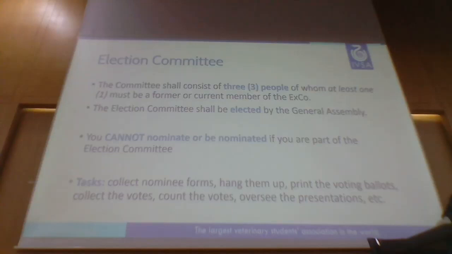Are there any other nominations for the election committee? Taylor, IVSA staff, I nominate Daniel Blum, IVSA EXCO, for the election committee. Daniel, do you accept? Yes. Are there any more nominations? Yes. I nominate Ina Arsma, IVSA Estonia. Do you accept? Yes. Congrats.